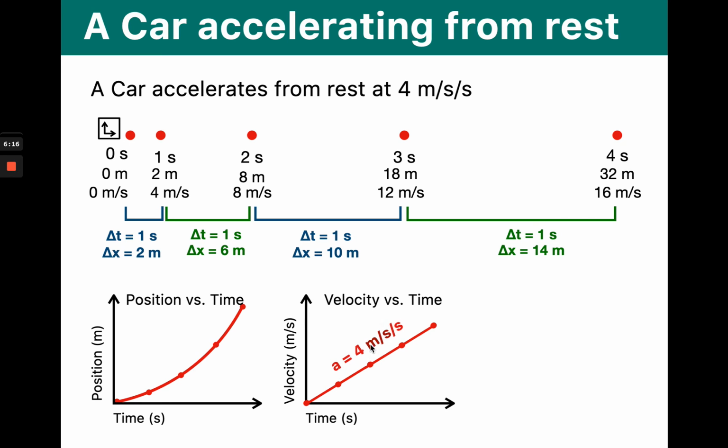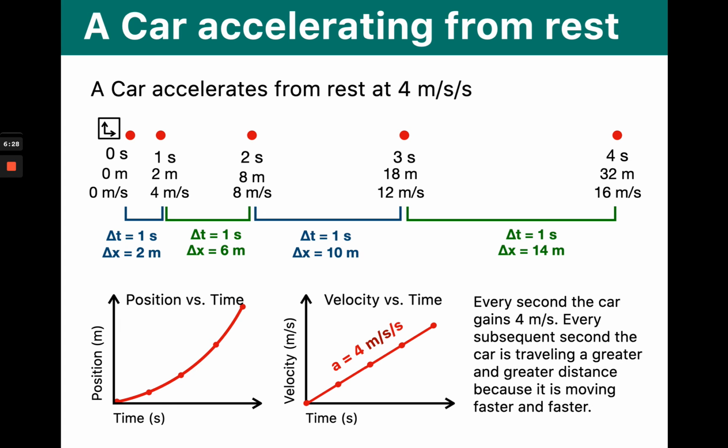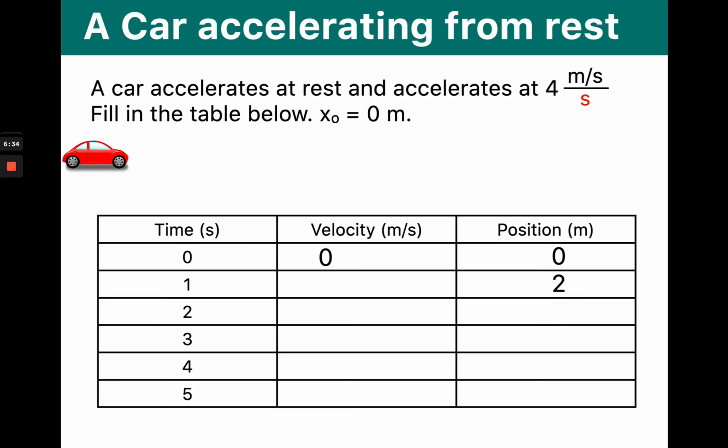So the acceleration is 4 meters per second per second. Every second, you're gaining 4 meters per second. That's what acceleration is. It's the rate of change of velocity. Again, every second, you're gaining 4 meters per second. So that allows the car to cover a greater and greater distance from 1 second to the next.